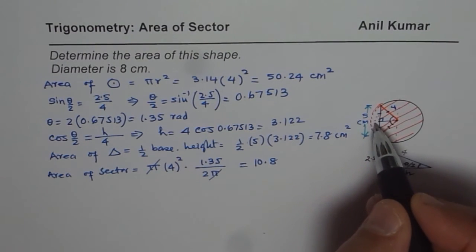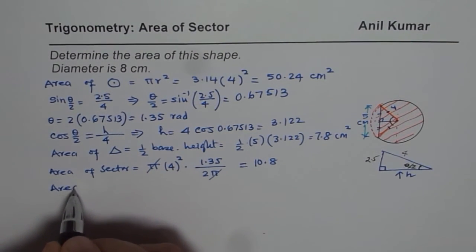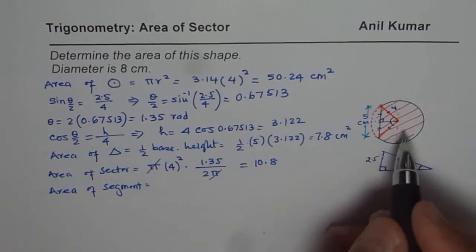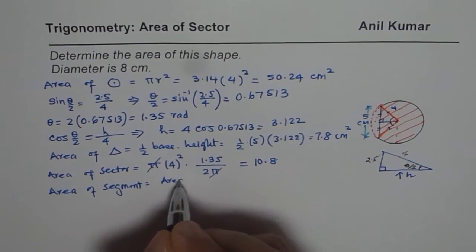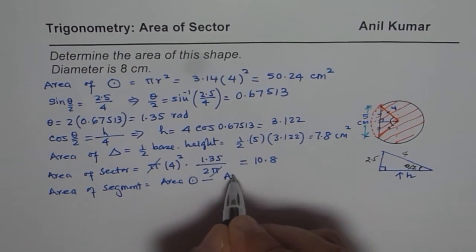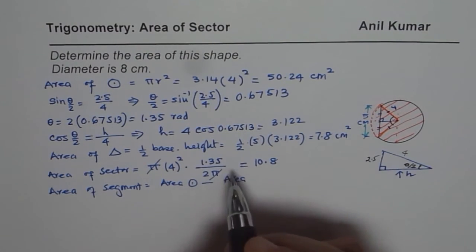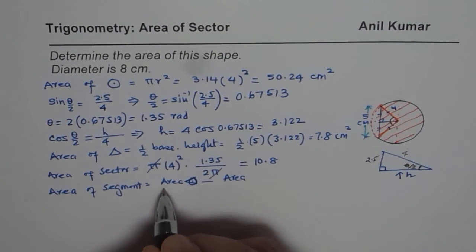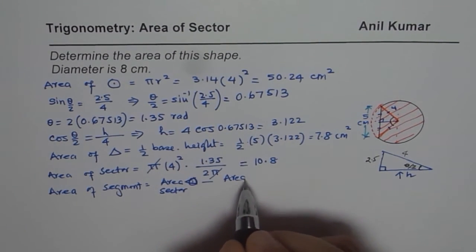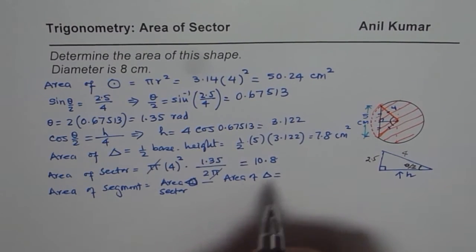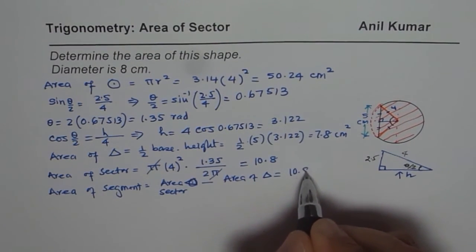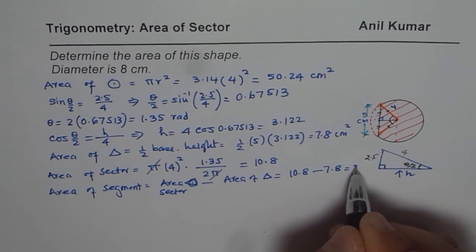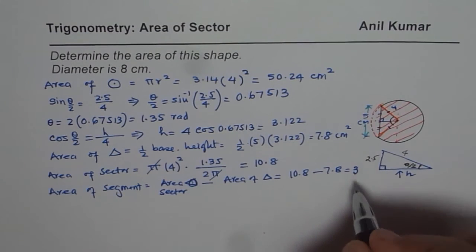Now let's take away the area of the segment. So how much is the area of the segment? Area of segment is area of sector minus area of triangle. So area of sector is 10.8 minus area of triangle, which is 7.8, so we get a value of 3. So the area of the segment is 3 centimeters square.